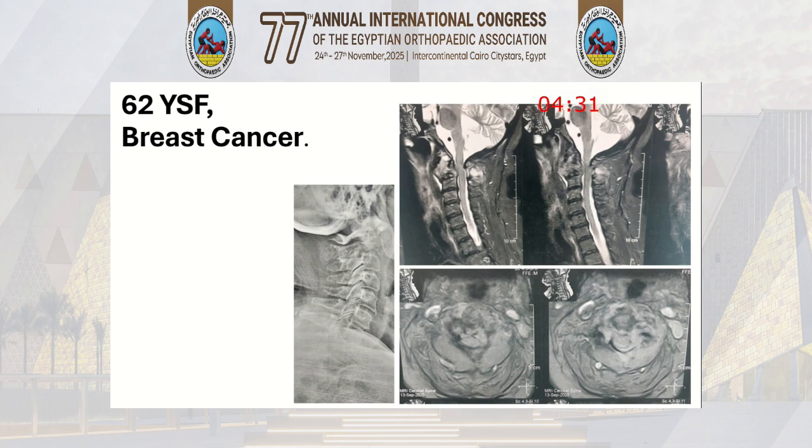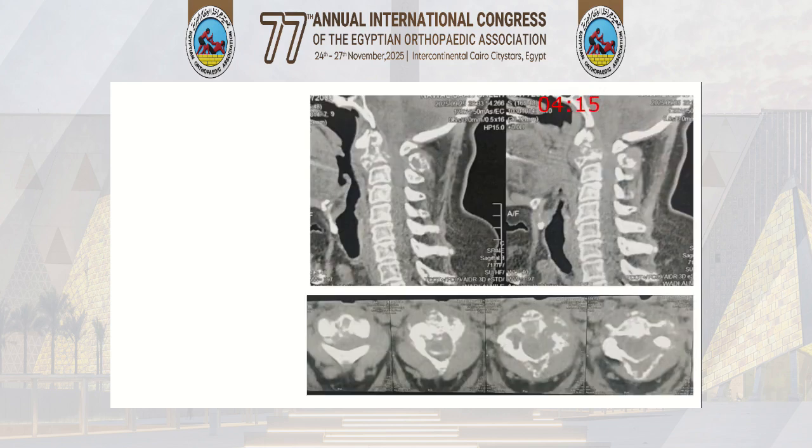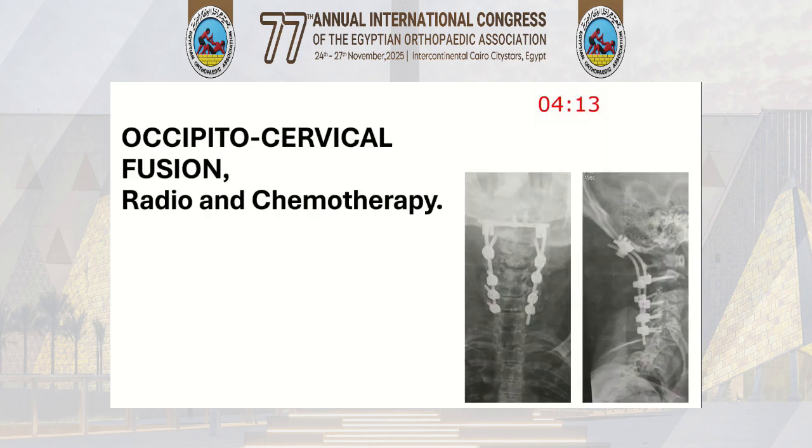Secondary from breast cancer in C2. This was actually the first presentation of the breast cancer. She came with neck pain, and then we discovered this. So this is the CT scan. We did occipitocervical fusion, chemo and radiotherapy, and she was fine.